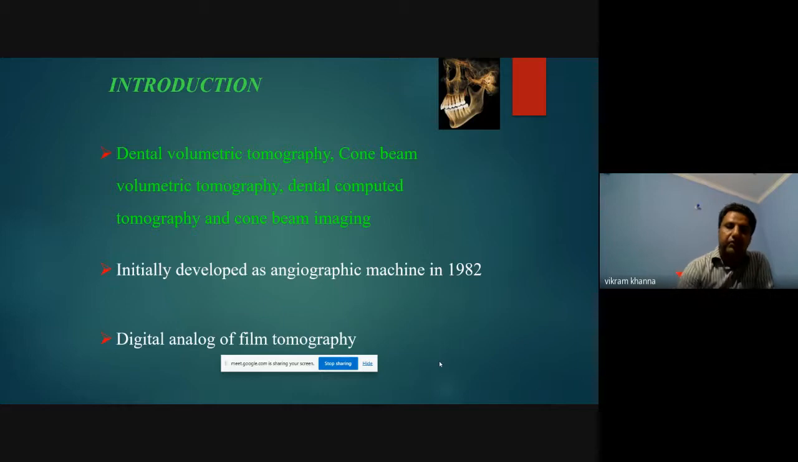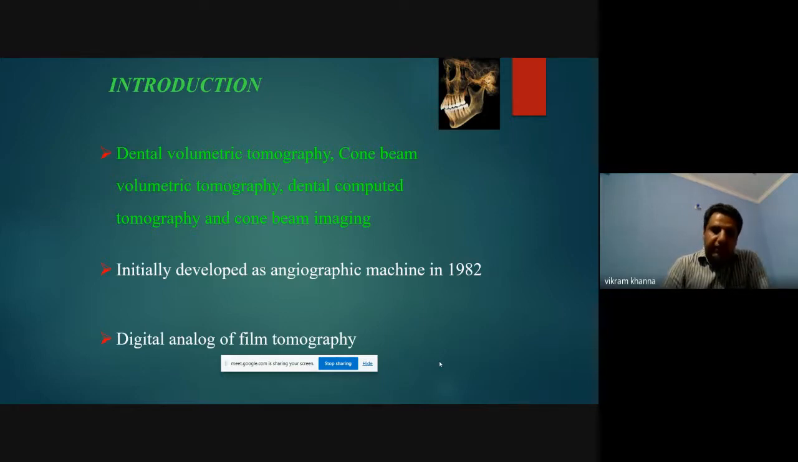So basically we are going to deal in this presentation with CBCT. So right now I am directly switching over to CBCT. Other names for CBCT are dental volumetric tomography, cone beam volumetric tomography, dental computed tomography, and cone beam imaging.